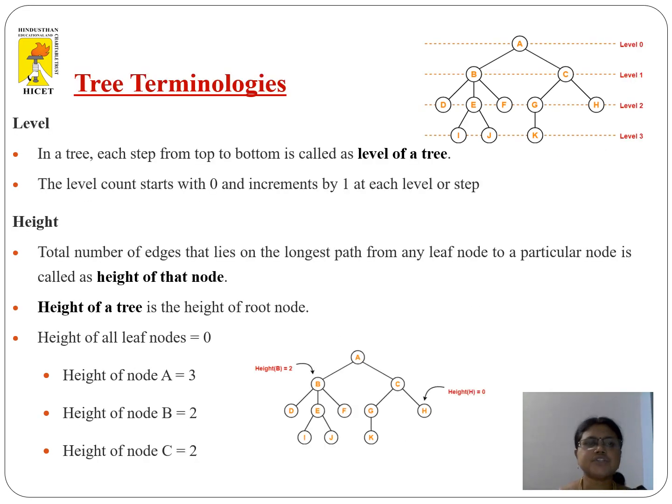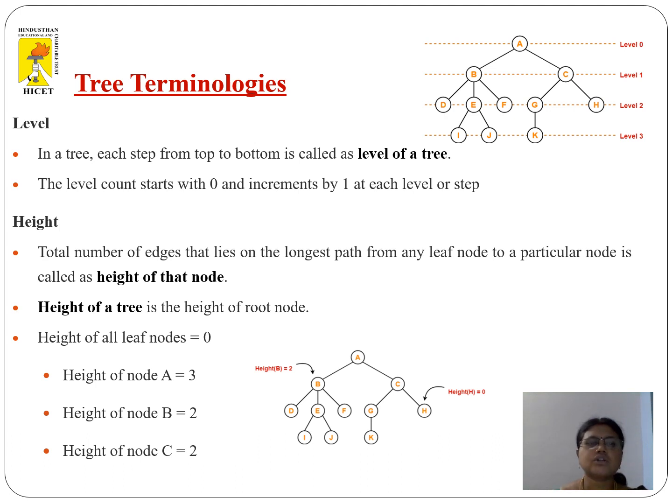The next definition is level. In a tree, each step from top to bottom is called a level of the tree. The parent node starts at level 0 and it goes on till the child node. The child node will be at the lowest level.